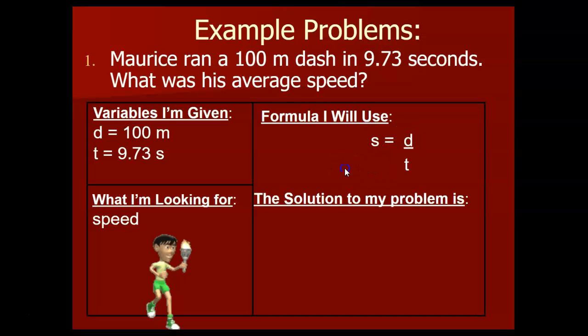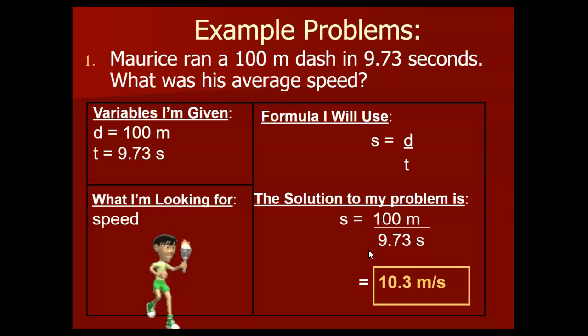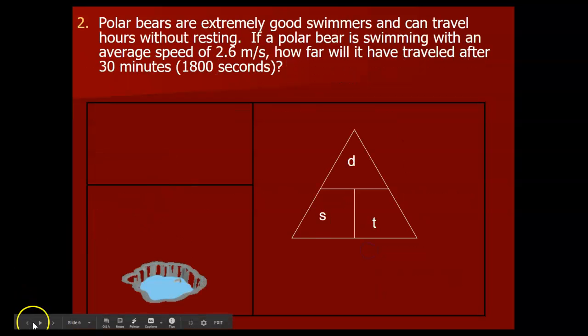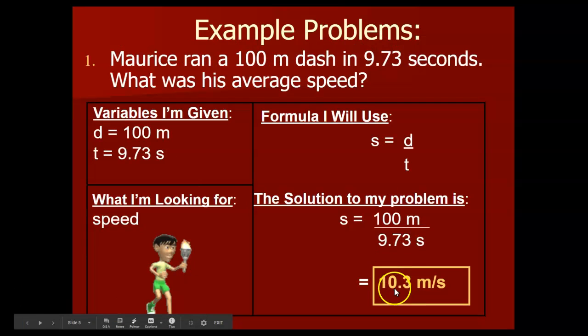The solution to my problem is S equals 100 meters divided by 9.73 seconds, which is your T. And then your speed equals 10.3 meters per second. So they took 100 meters, which is your distance, and they divided that by their 9.73 seconds. And they used a calculator, so please use a calculator, and it was 10.3.